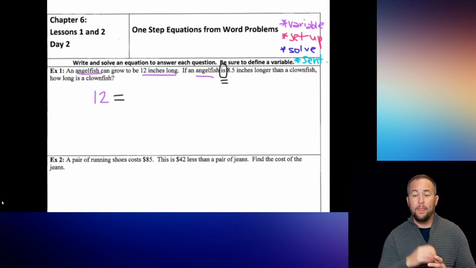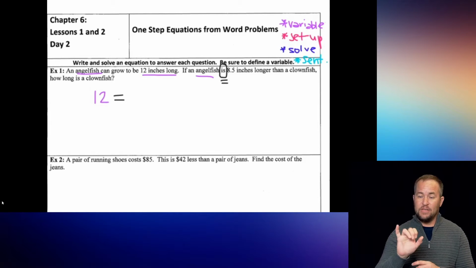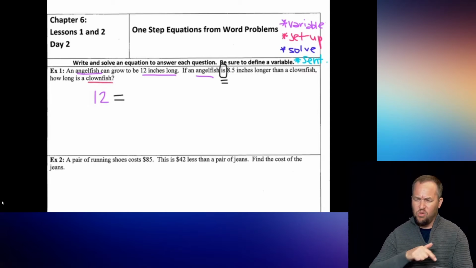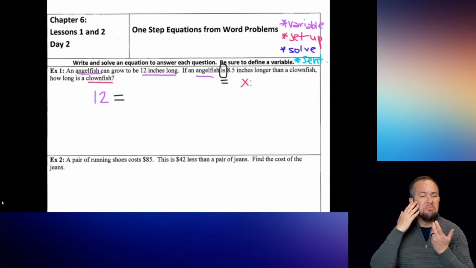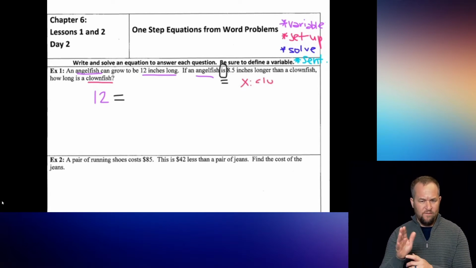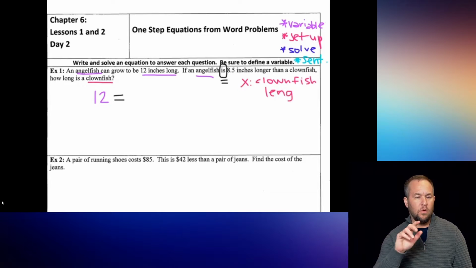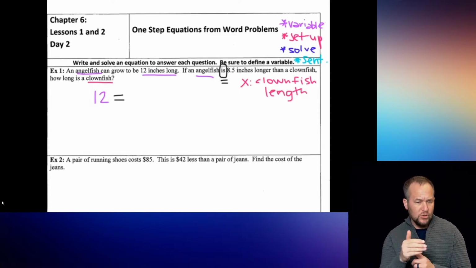But then it says 8.5 inches longer than a clownfish. How long is the clownfish? That is what I don't know. So we're going to use just X to represent the clownfish length. So go ahead with me. Clownfish length, or you could also say the length of the clownfish. It does not matter. Just make sure you're not just writing clownfish.